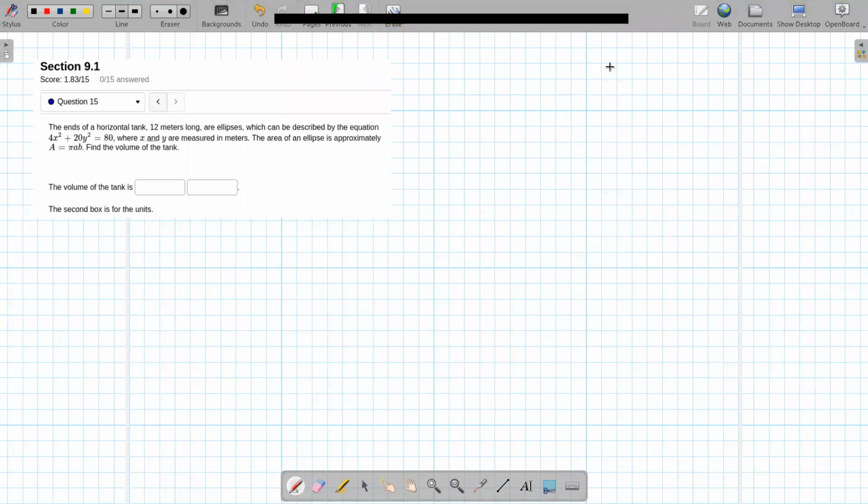Let's see if we can draw the tank here. So we have the ends of a horizontal tank, 12 meters long, are ellipses. All right, so I have an ellipse on each side. Ends of the tank are ellipses. And then it's 12 meters across.